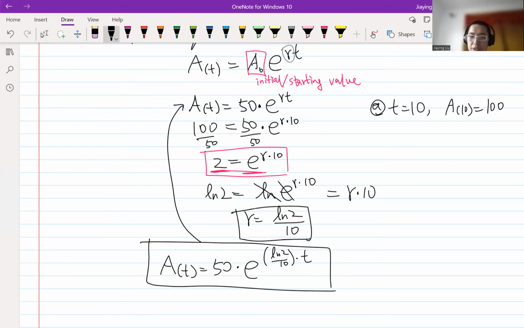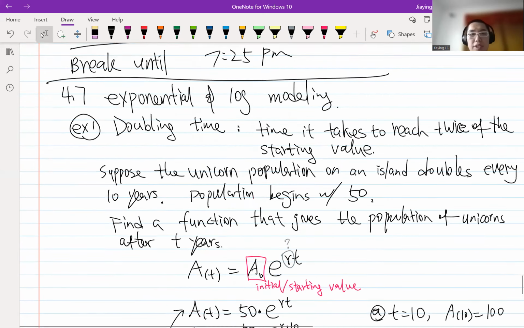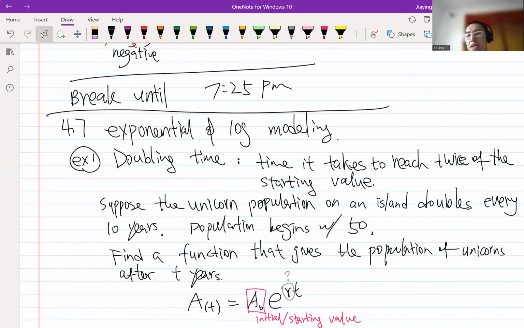Okay, any questions on this example? So keep in mind that doubling time is a time. It's the time it takes to reach twice the starting value. So that's what doubling time refers to, is the time.